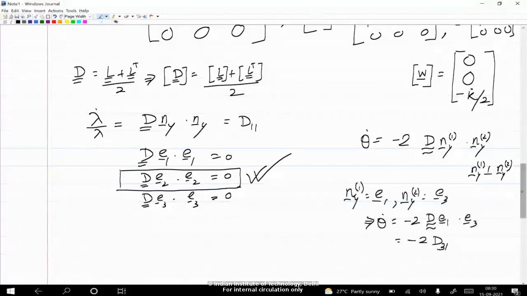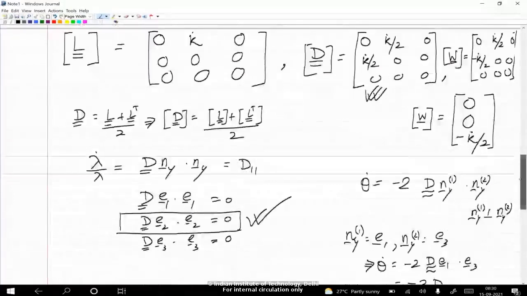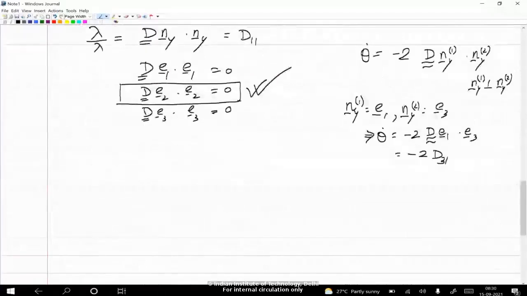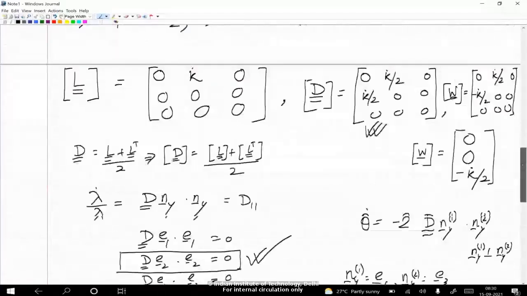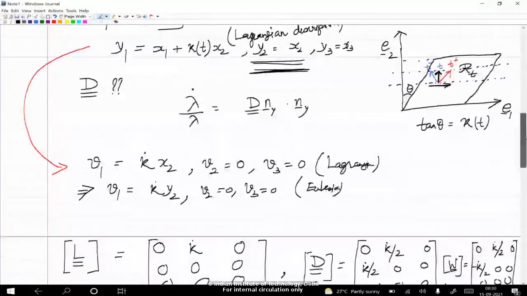Okay, now what is D31 here? So look at this, D31 is 0, and indeed from physics also that is going to be 0, right? So the formula is matching with physics. Now similarly, look at this part, D32 is also 0. That tells me that the change in angle between line elements which are currently oriented along 3 and 2 is also 0, between 3 and 2.